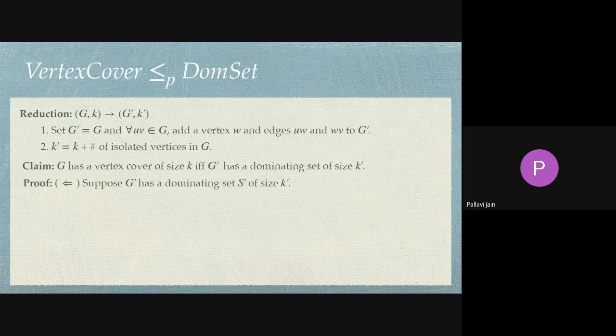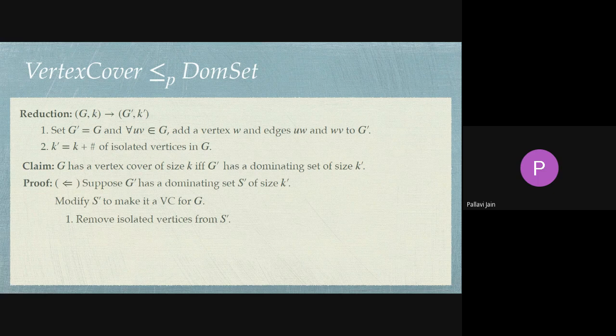Suppose G prime has a dominating set S prime of size K prime. Now what we'll do is modify S prime to make it a vertex cover for G. The first thing we will do is remove all the isolated vertices from S prime. This will not affect anything, right? If S prime was a vertex cover of G before this operation, then it will still be a vertex cover of G after this operation.